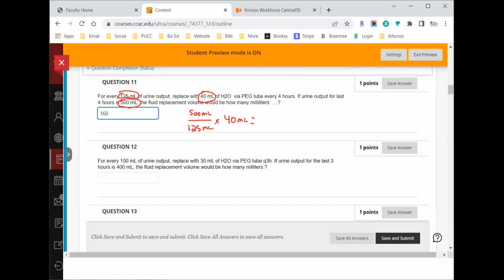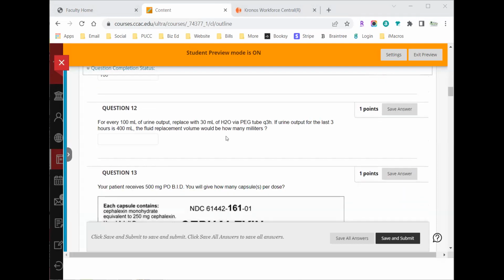I didn't get too many questions on this one. I think most people are probably okay with this question, and maybe I just spend too much time on it. I'm going to do the same thing with this. This was written very similarly, but the numbers are different. For every 100 milliliters of urine output, you're going to replace with 30 milliliters. If urine output for the last 3 hours is 400 milliliters, what would the replacement volume be? Once you know that answer, go ahead and put it in. Clearly I'm going too slow for you guys, which is fine. That's what I got as well: 120 milliliters.